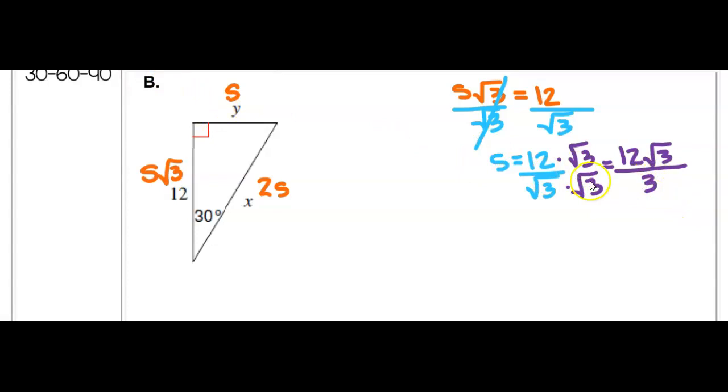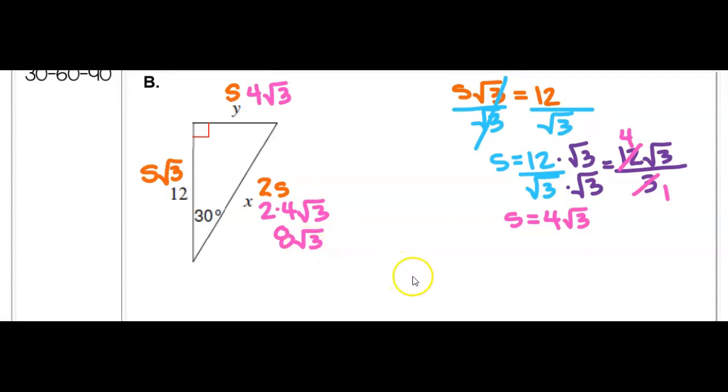And then as you can see here, we can do 12 divided by 3, so this is going to become 4 root 3. So S is going to be 4 times the square root of 3. This length here is going to become 4 root 3. And our hypotenuse is going to become 2 times S, which is 2 times 4 root 3, so my hypotenuse is going to become 8 root 3. So for my final answer, I am going to say that X is equal to 8 root 3, and Y is equal to 4 root 3.